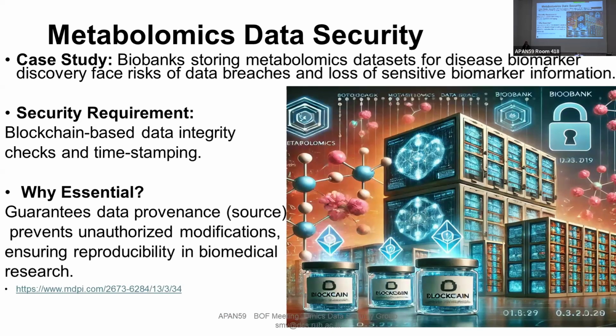This is an example or case study for metabolomics data security. I think you have heard of metabolomics data, I don't know. It's kind of small molecule data. So that is not as popular as genomics or proteomics, but there is such data, small molecule data. Here we also can use some sort of blockchain-based data integrity checks and time stamping. I think this is the research paper that actually used that sort of blockchain-based data integrity checks. So this is one case study. We can use such security and privacy preserving mechanisms to improve metabolomics data security.